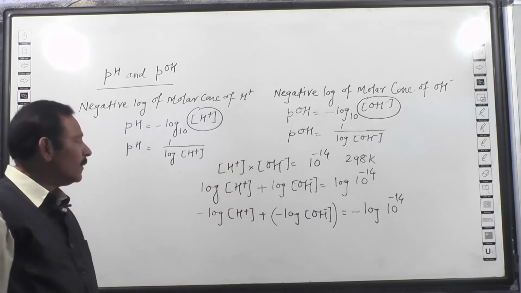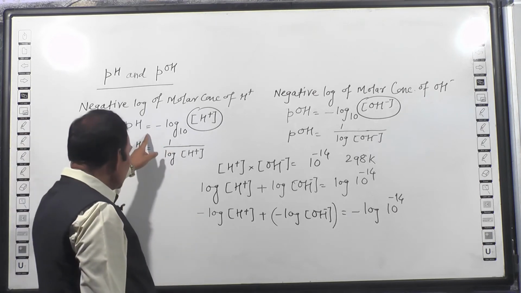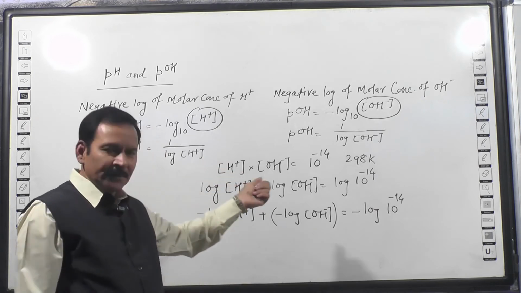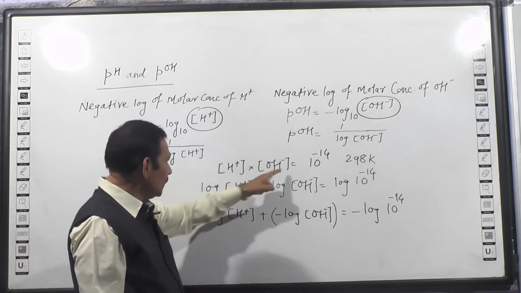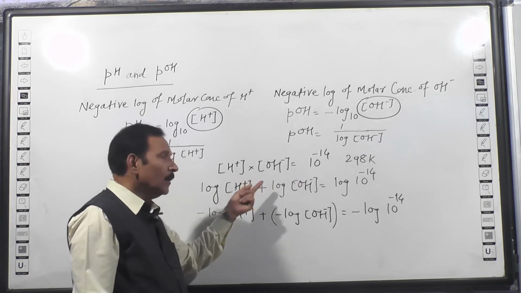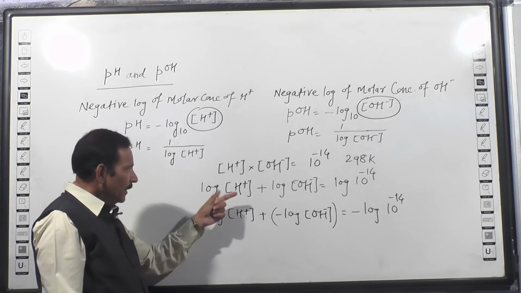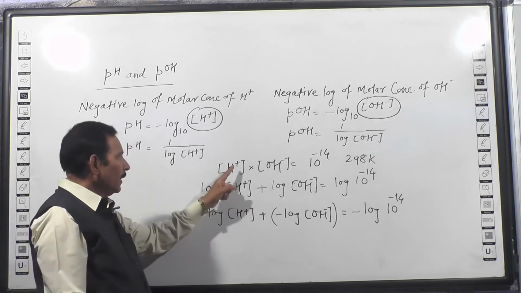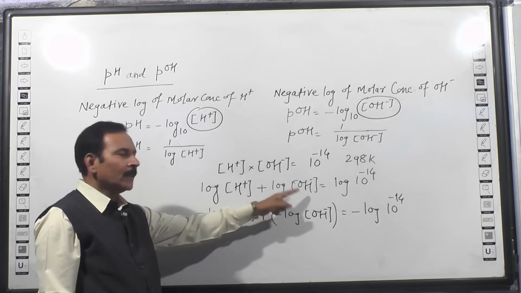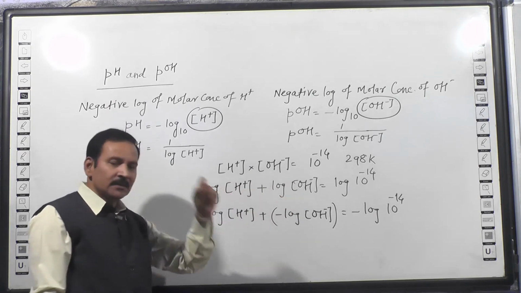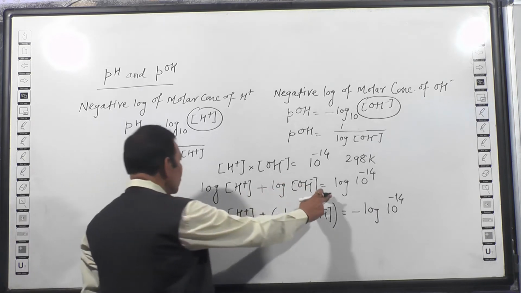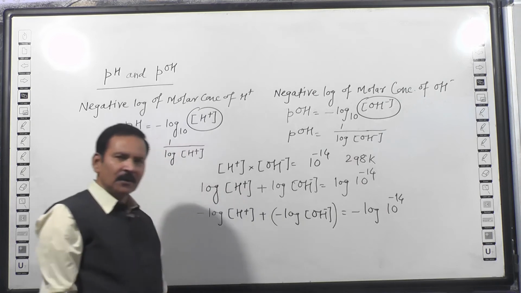So what we are doing, we have defined pH and pOH. We have taken the basic concept, with the help of this basic concept, that the ionic product of water is 10 to the power minus 14, and the equation is like this. To this equation, we are applying log to every term. A into B is equal to log A plus log B. So log H plus ion concentration plus log OH minus ion concentration is equal to log 10 to the power minus 14. All right.